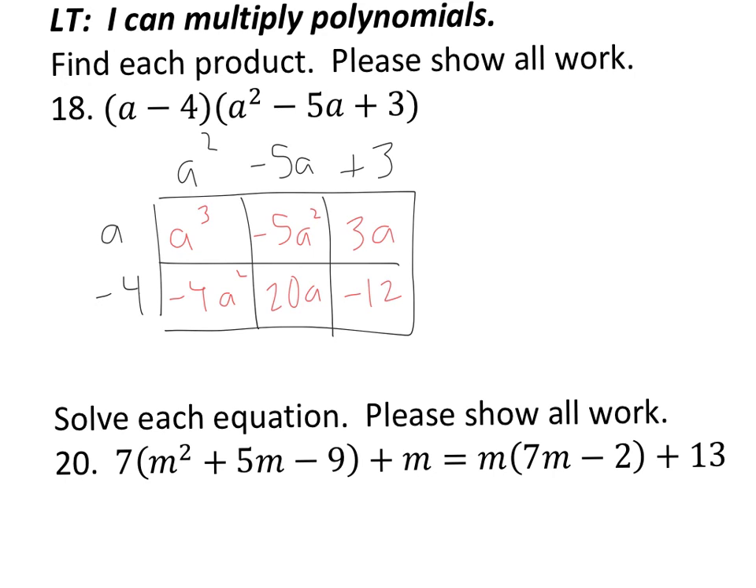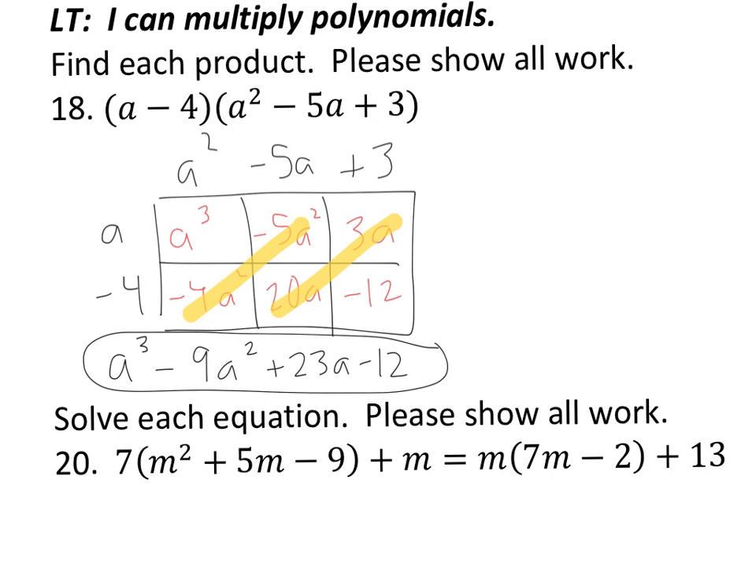I'm going to look at my like terms here. I'll even highlight some of these. And I have a squareds, and I have a's, and it looks like that's about it. So I get a cubed, and let's combine negative 4a squared minus 5a squared to give me negative 9a squared. 20a plus 3a is 23a, and then minus 12. Let's move on to the next problem.